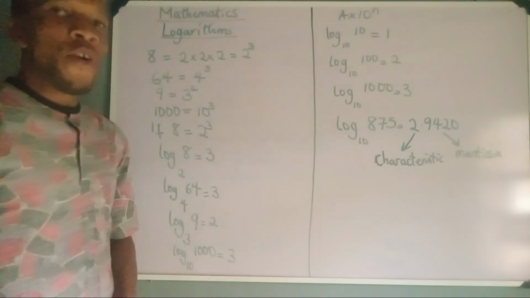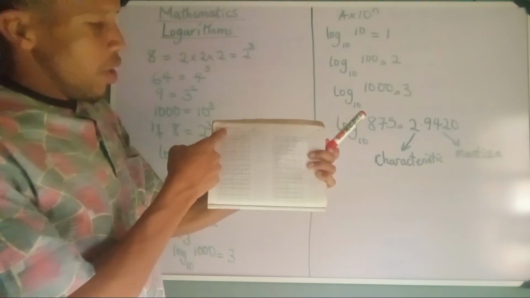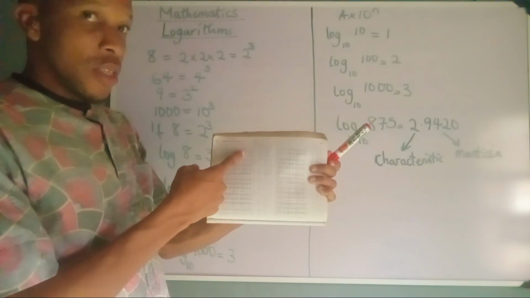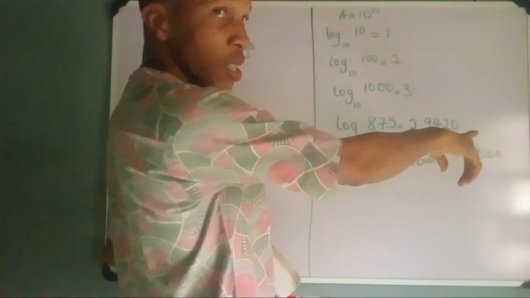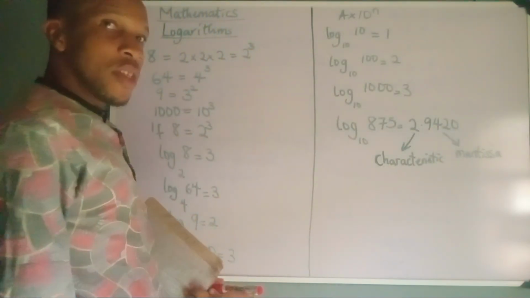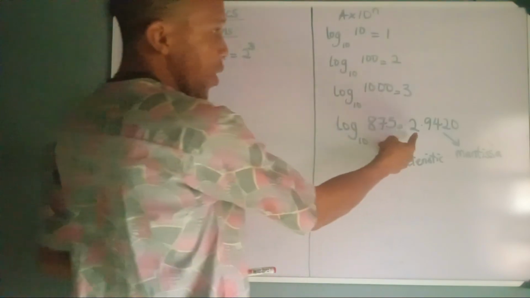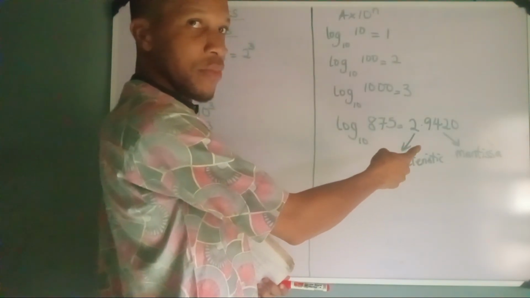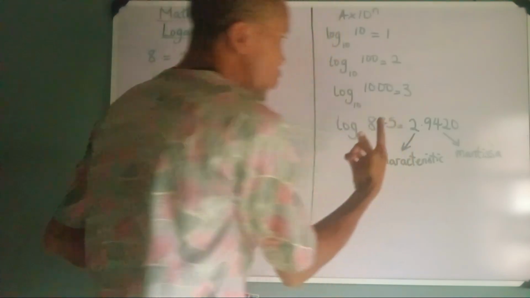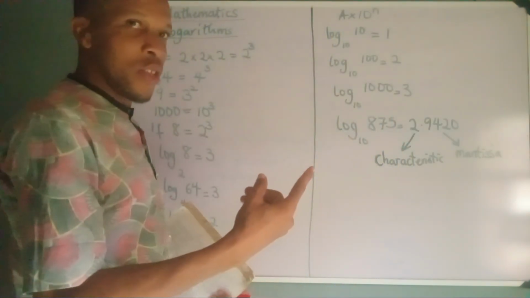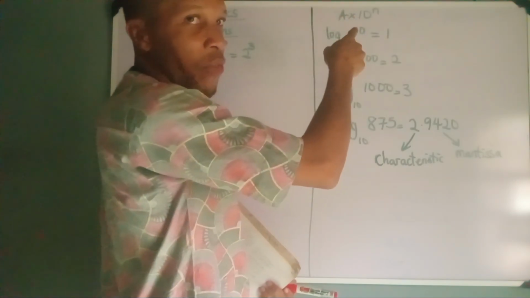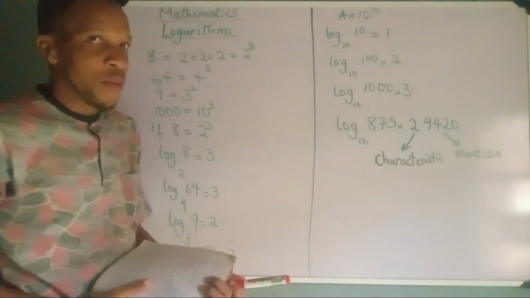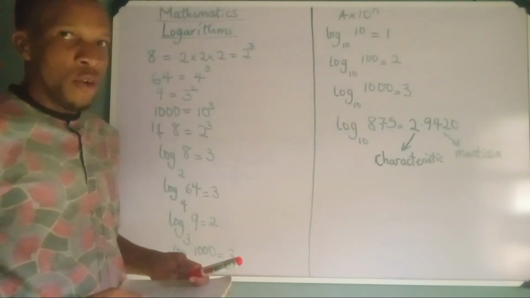We'll be using the four-figure table. We'll be using the logarithm table, okay? So that's the four-figure table to obtain the decimal part, that's the mantissa. And we'll be using standard form to obtain the characteristics. Okay, so how can we use standard form to obtain the characteristics? We need to understand how to write a number in standard form. And that is the next concept we're going to talk about, standard form of numbers.